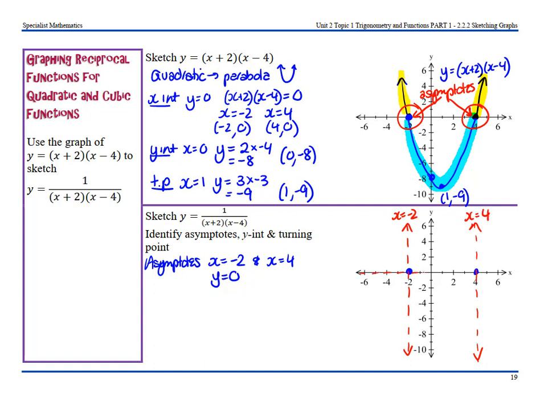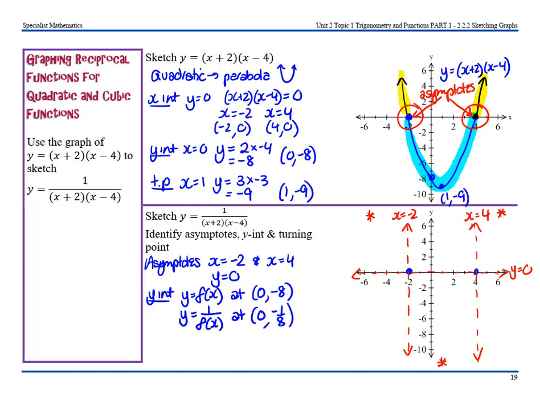And we also have our horizontal one. Now, above the axis for x is less than negative 3, below the axis in between negative 2 and 4, and above the axis for x is greater than 4, we have a y-intercept for y equals f of x at 0, negative 8. So for y equals 1 over f of x, it's going to be at 0, negative 1 over 8.